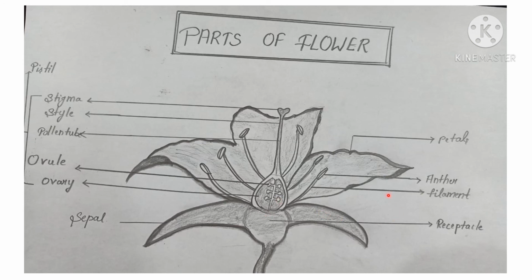In the flower, the androecium is the male part of the flower. A collection of stamens is an androecium.